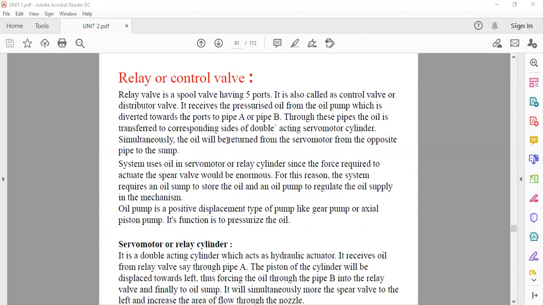Simultaneously, the oil will be returned from the servomotor through the opposite pipe to the sump.